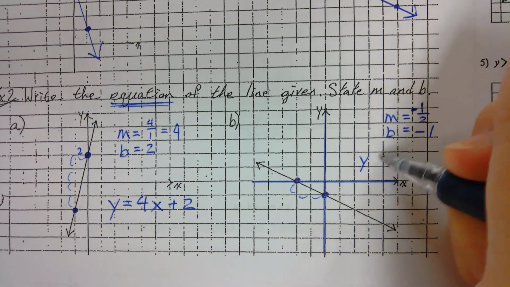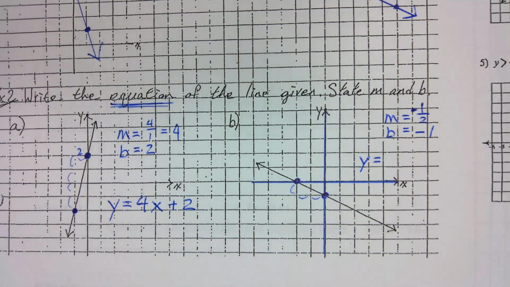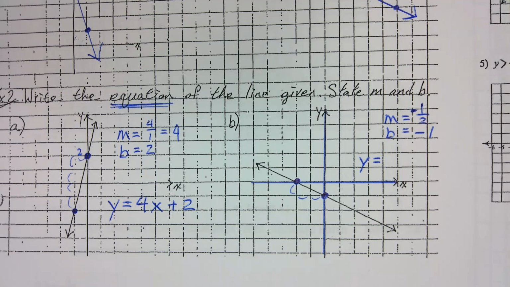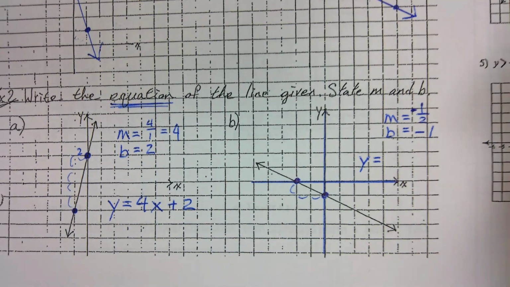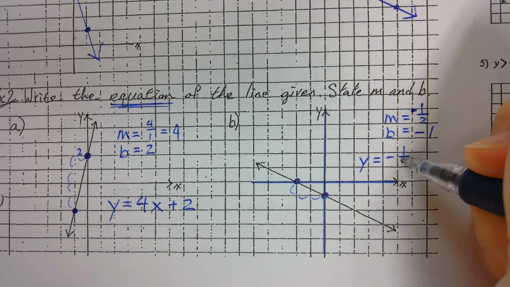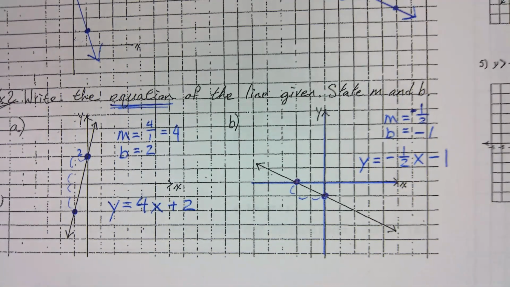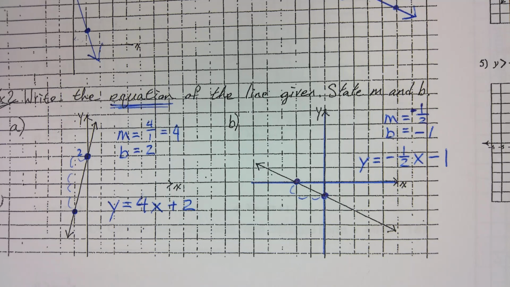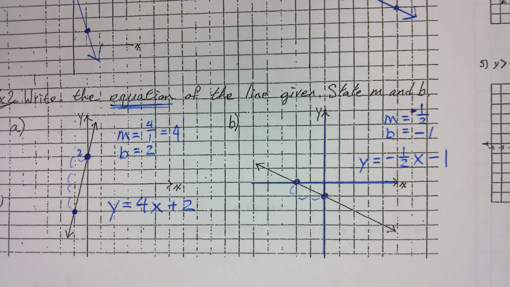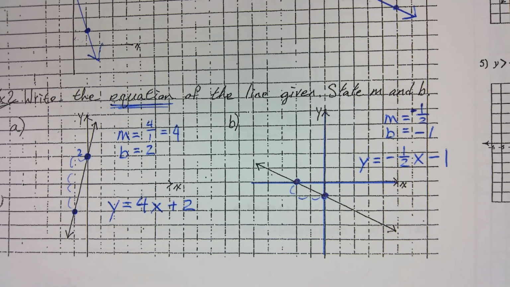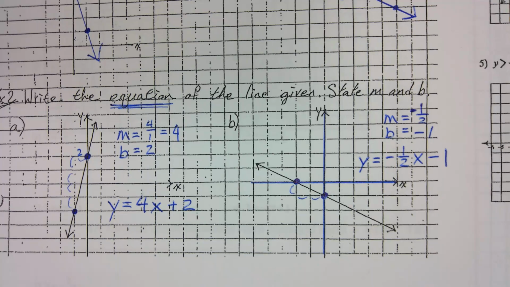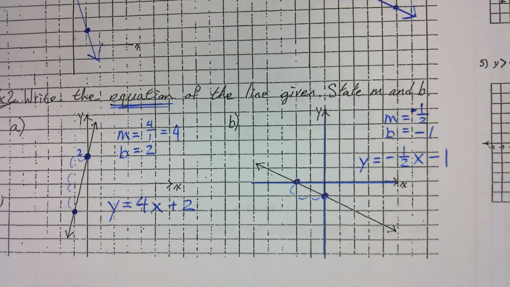So, who wants to give me my final answer here? My final line. Okay, Bedar. Y equals negative 1 over 2 x minus 1. And that's it. So there you go. Now you know how to graph a line given an equation, and you know how to find the equation given the line. Alright, good job. Okay, and that's my lesson. That's it. 16 minutes, and we're done.